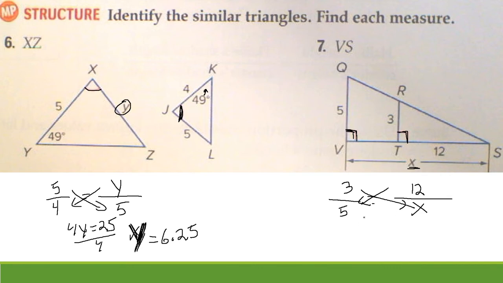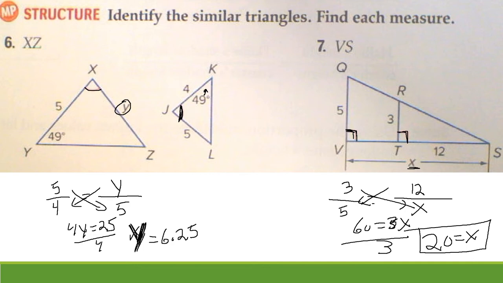So cross multiply, we get 60 is equal to 3x. Divide by 3, and we get 20 is equal to x. Okay? So that's as simple as it gets there.